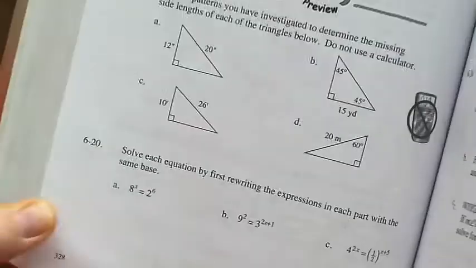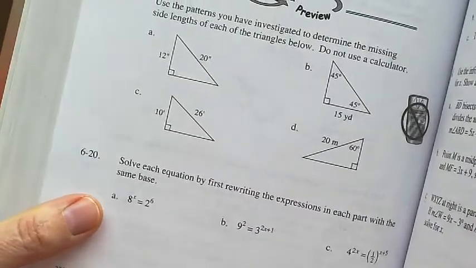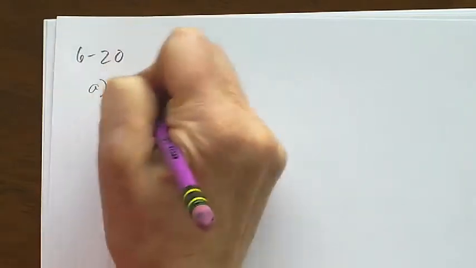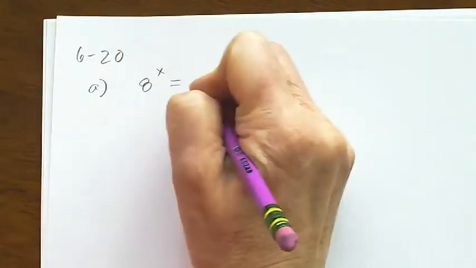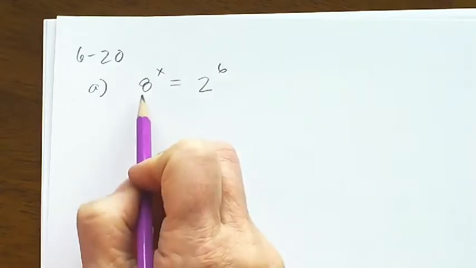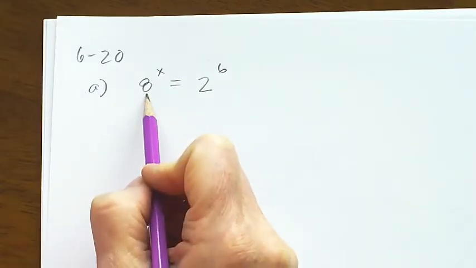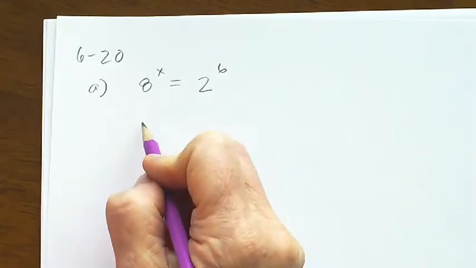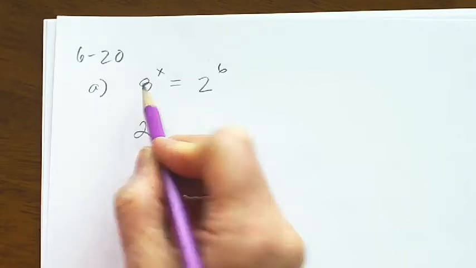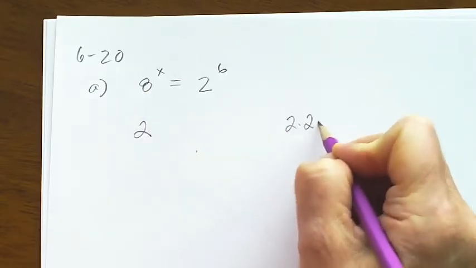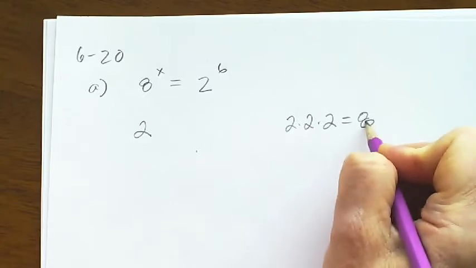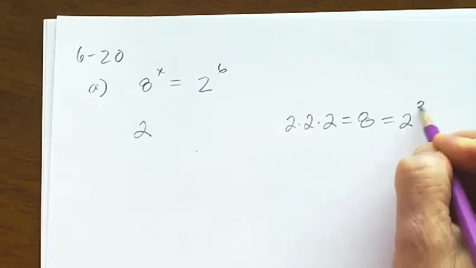Okay, it says to solve each equation by first rewriting the expressions in each part with the same base. So we have 8 to the x equals 2 to the 6. So you want to say to yourself, what power of 2 would give me 8? Well, 2 times 2 times 2 is 8. So 8 is 2 to the third.